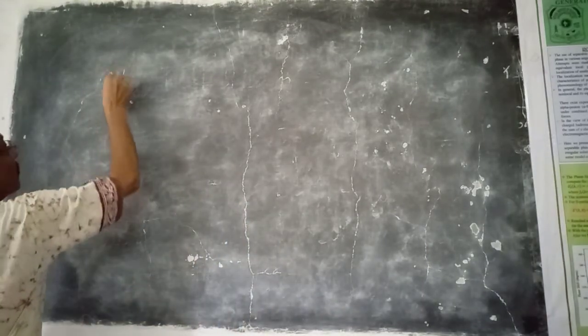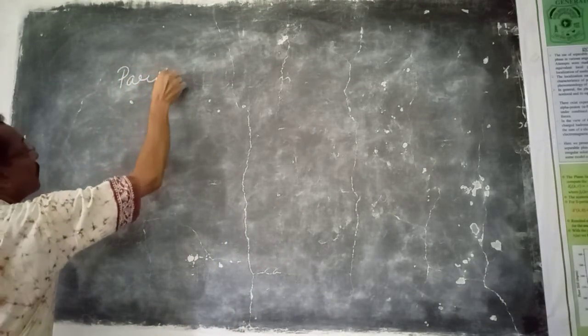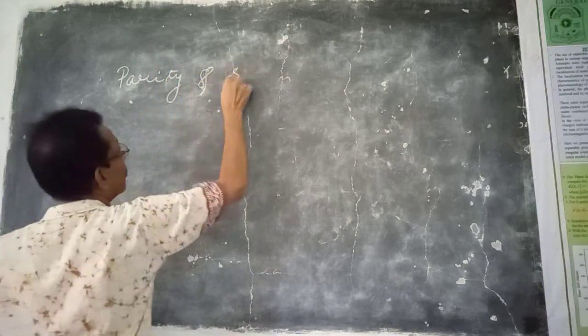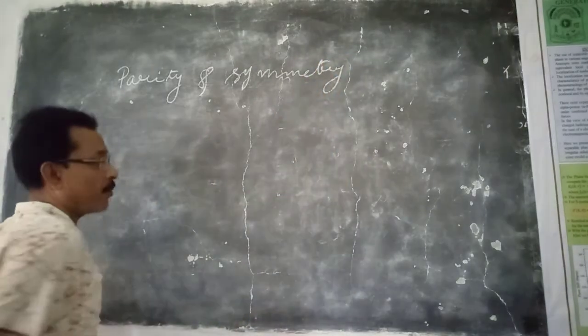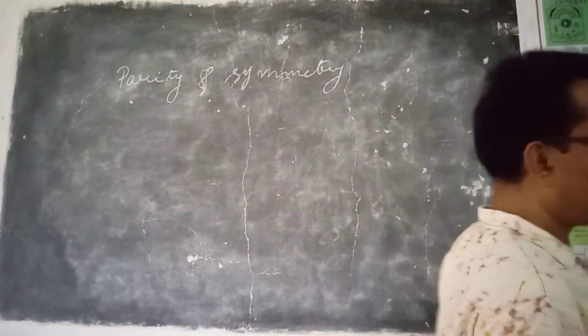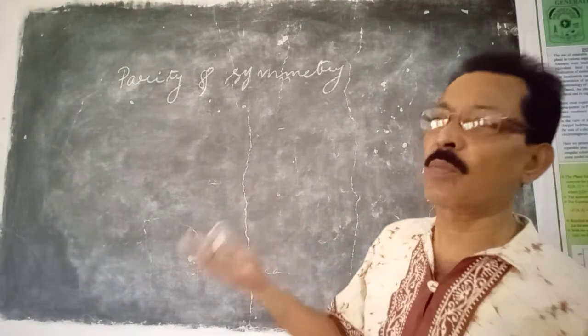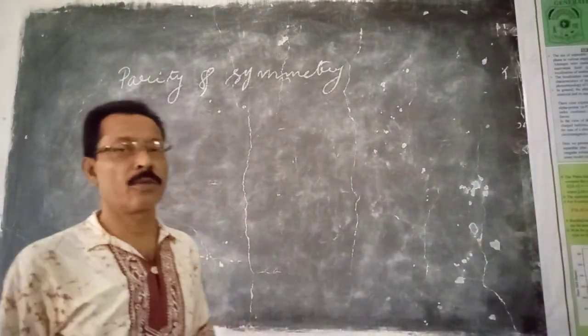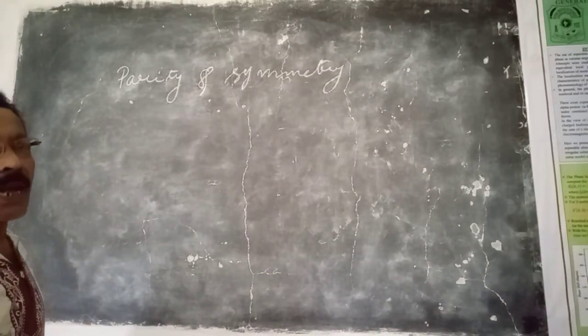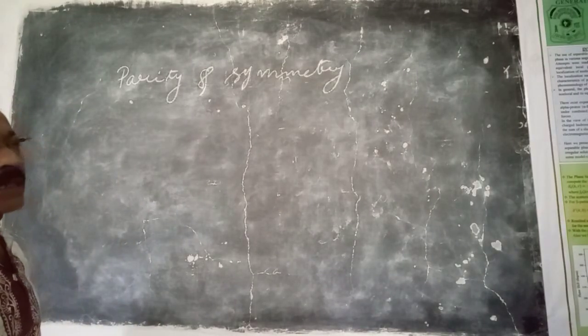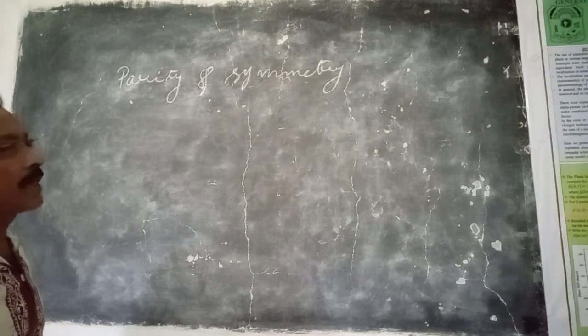Now, what is parity? Parity and symmetry. If a wave function does not change its sign under reflection, that is x goes to minus x, y goes to minus y, or z goes to minus z, then it has a positive parity. And if the wave function changes sign under reflection, then it has negative parity.